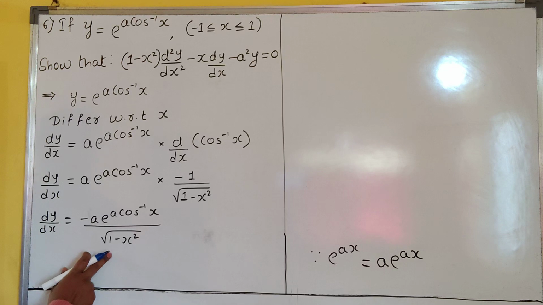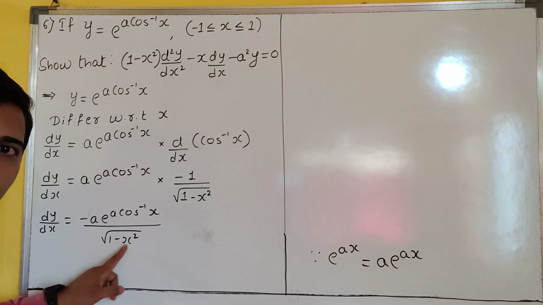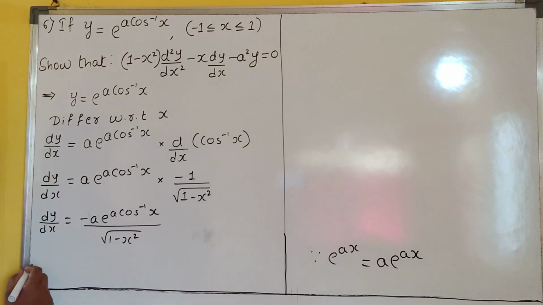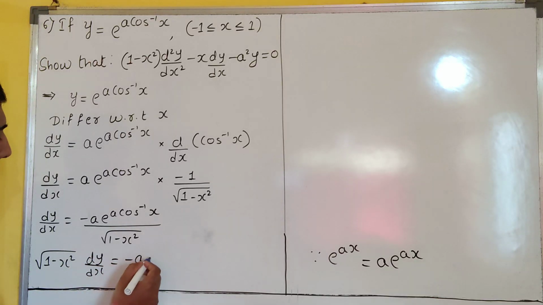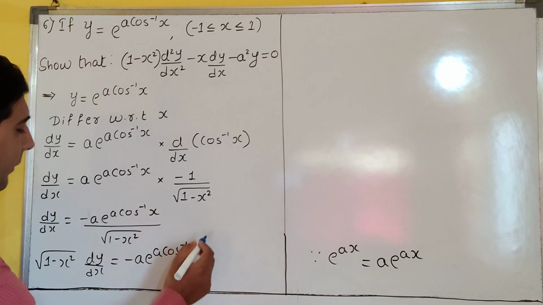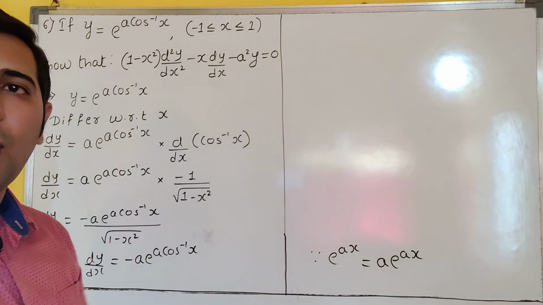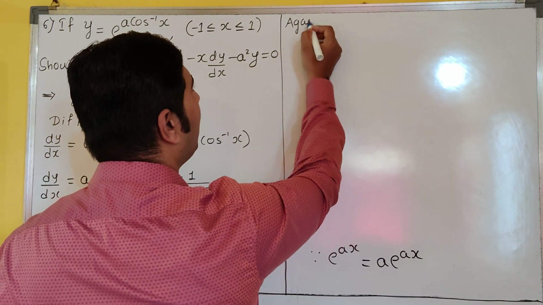So now you cross multiply. Square root 1 minus x square is there, no, I will cross multiply here. Square root 1 minus x square into dy by dx is equal to minus a into e raised to a cos inverse x, dear students. So we got this one. So again I will differentiate. I hope until this much is clear for you.